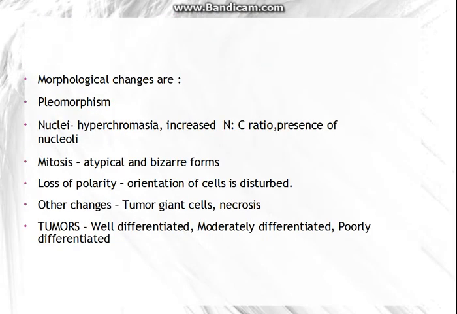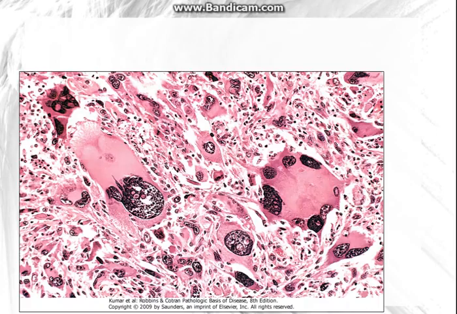Now what are the features seen in an anaplastic cell? There is pleomorphism, that is variation in the size and shape. The nuclei will show hyperchromasia, clumping of the chromatin. There will be increased nucleus to cytoplasmic ratio. There will be presence of nucleoli. Mitosis will be atypical and bizarre. There will be loss of polarity seen, and other features like giant cell necrosis can also be seen.